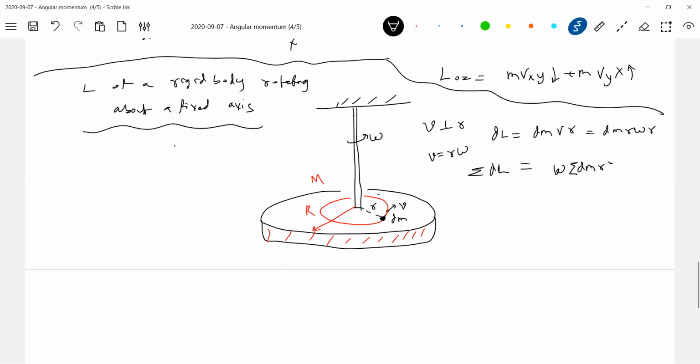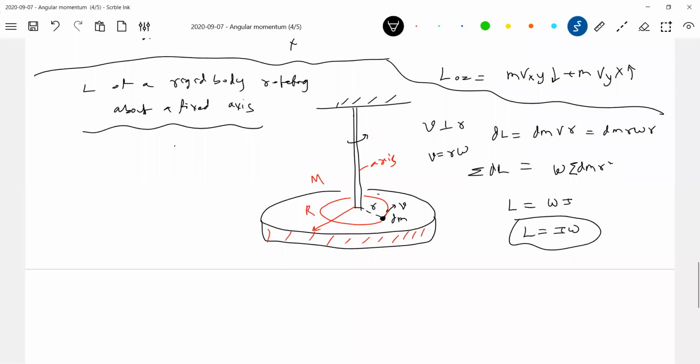So what is this? This is the axis. So now what do you get? Angular momentum L should be equal to omega times the sum of dm r square. What is dm r square? Moment of inertia. So what is the angular momentum of a rotating rigid body? It is I omega.